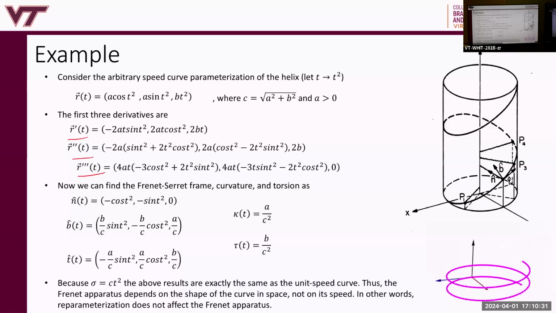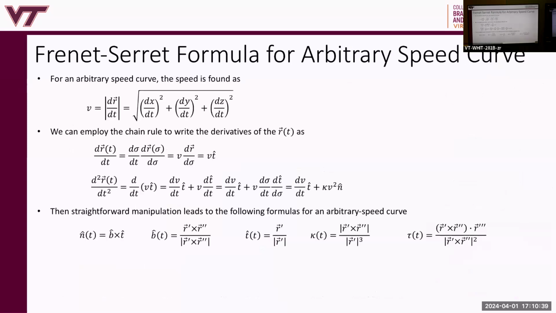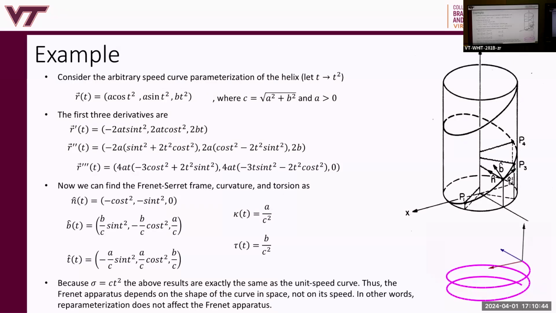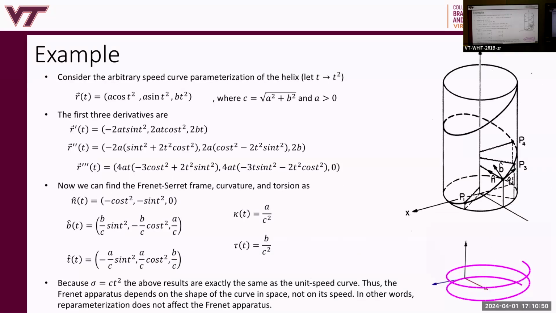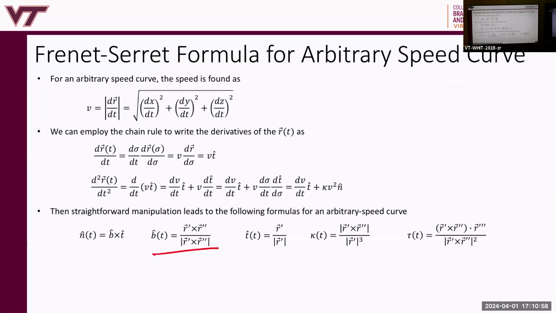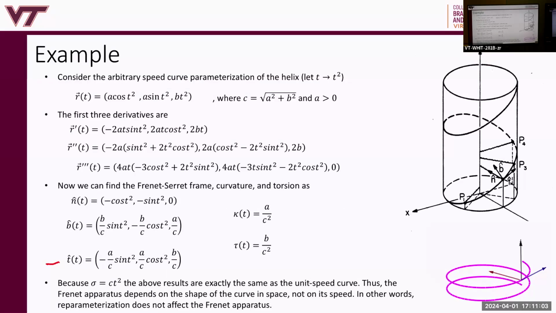All right. Now we can find the Frenet-Serret frame, curvature, and torsion using the formulas we just had on the last slide. So N of t we find as, okay, B cross T. So we have to do the other ones first. B of t. B of t is r prime cross with r double prime, and then we normalize it. So r prime cross with r double prime, and we normalize it, we get this expression here. All right. Then T. You take r prime here, and you divide it by its own magnitude, you get this expression here.